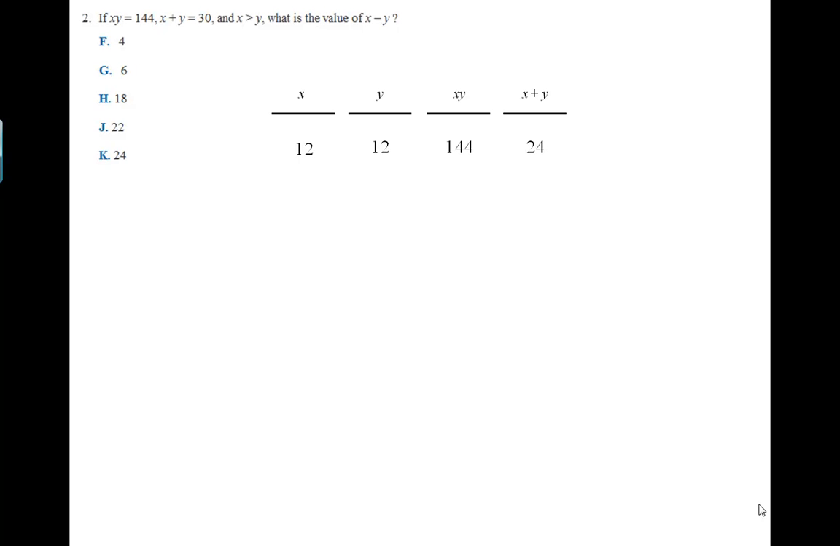And suddenly I see the meaning of the problem. Suppose I choose something else, 24 and 6. I multiply them together, I get 144. I add them together, I get 30. And there I am. Therefore, x minus y equals 18.